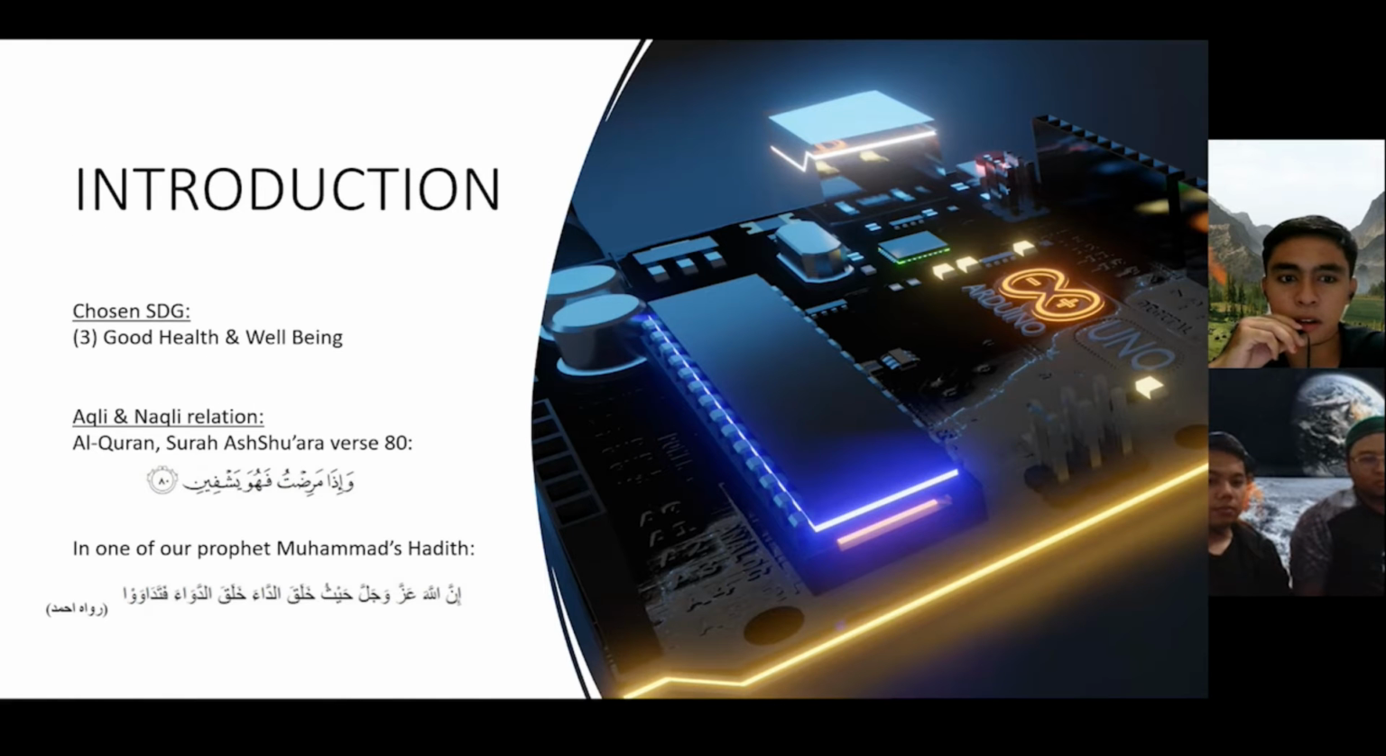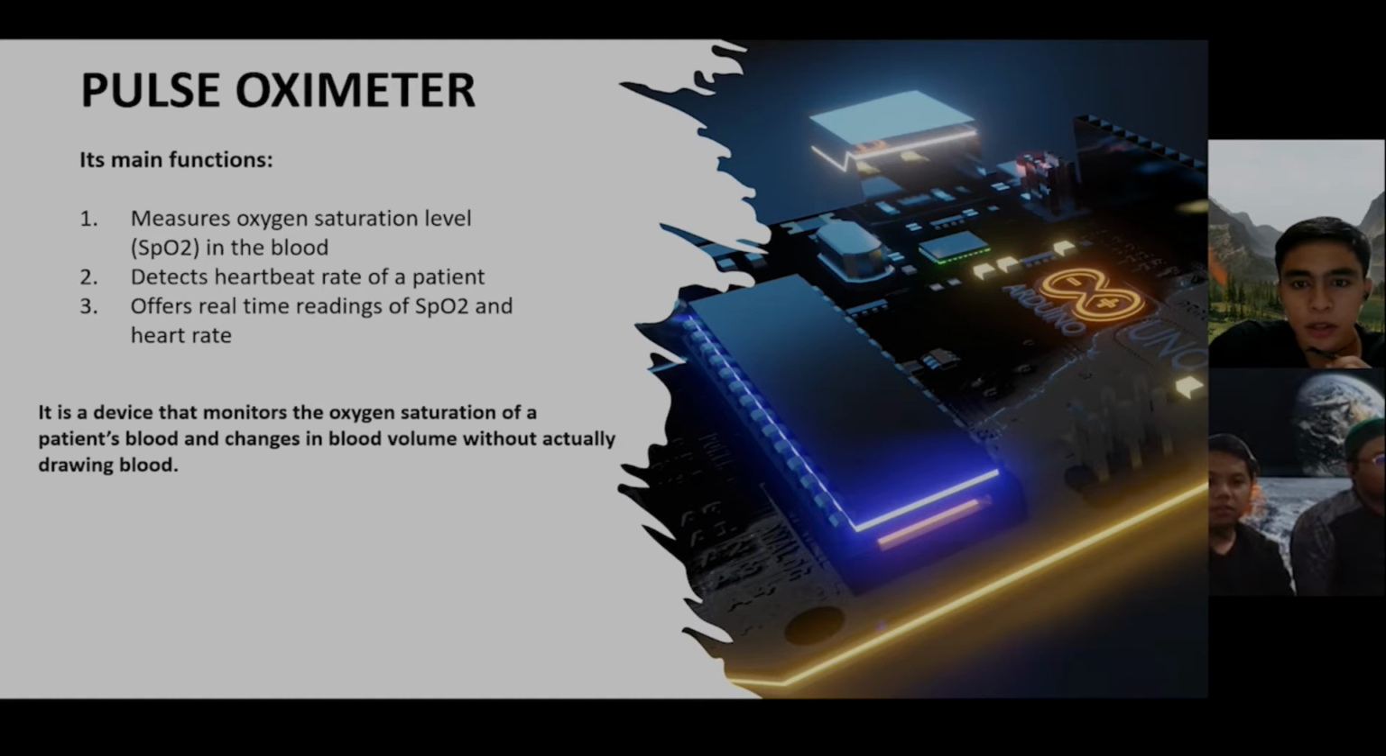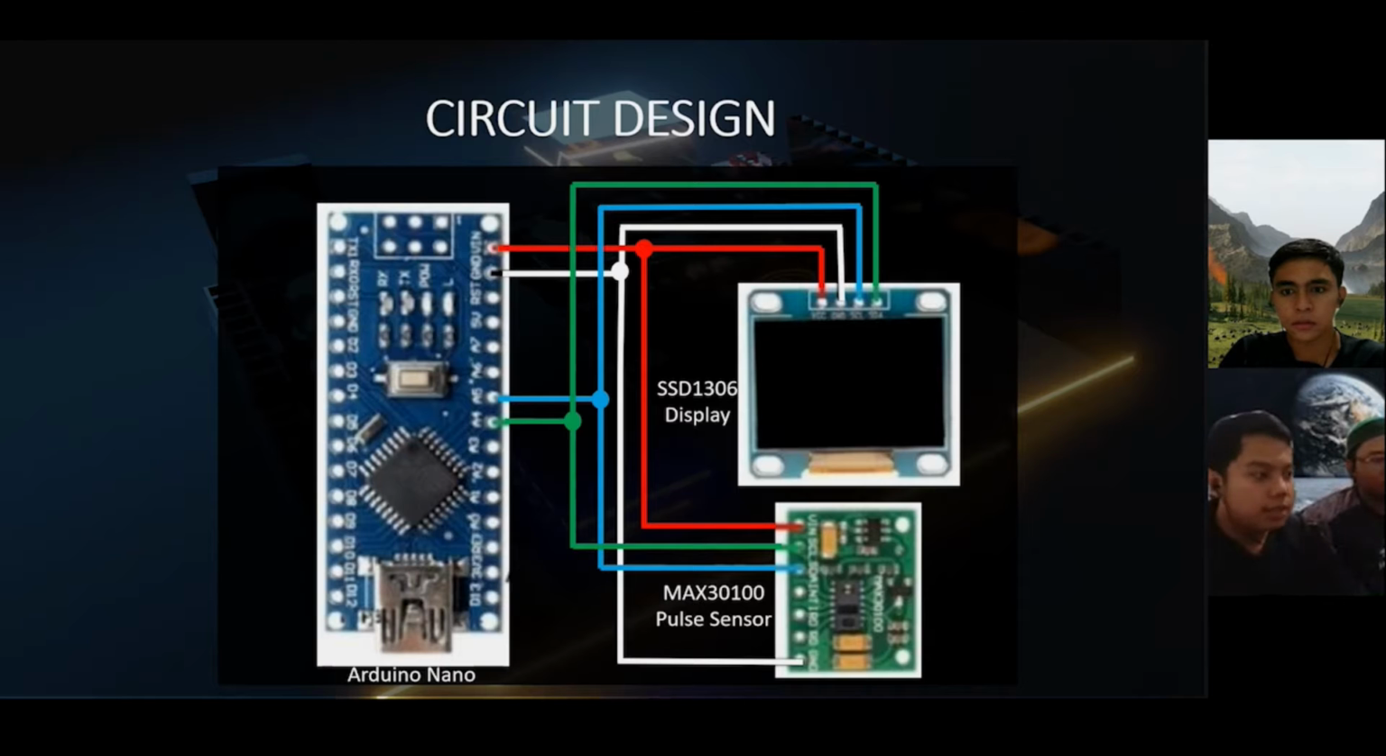Among the 17 SDGs, we have chosen to incorporate the third element, which is good health and well-being, into our project. To be more specific, we choose to design and build a prototype of a pulse oximeter. The main function of our project is to measure the oxygen saturation level in the blood. The second is to detect the pulse rate of a patient, and lastly, to offer real-time reading of oxygen level and heart rate. In our circuit design, we have three components: Arduino Nano, SSD 1306 display, and MAX 30100 pulse sensor.